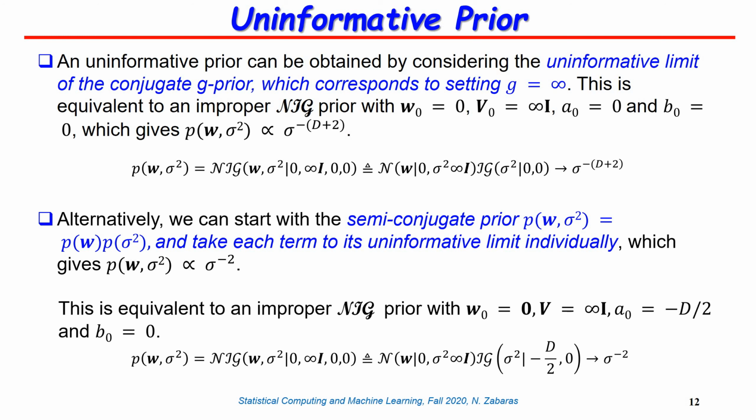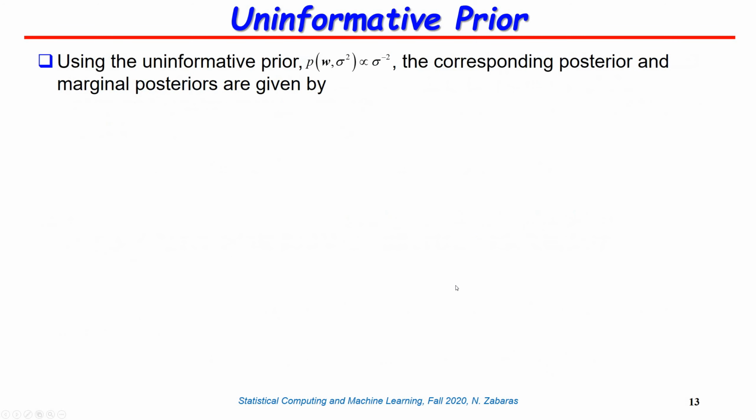The idea here is, when you see these priors being used in research papers or in books, I want you to remember that there are uninformative limits coming from a conjugate prior. So you produce a conjugate prior, and then these are uninformative limits for this conjugate prior.